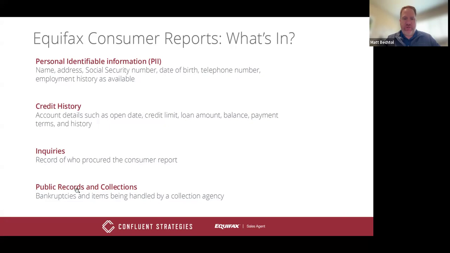And then, of course, we're going to share with you public records and collections. Public records primarily today in 2025 being bankruptcies. Previously, we had public records like tax liens and judgments, but those came off of the credit report as a result of a regulatory action a number of years ago.